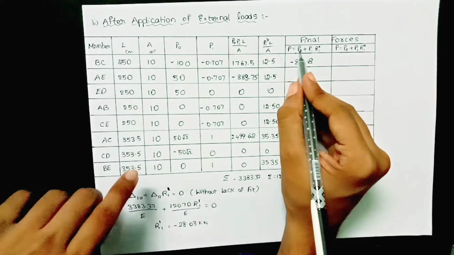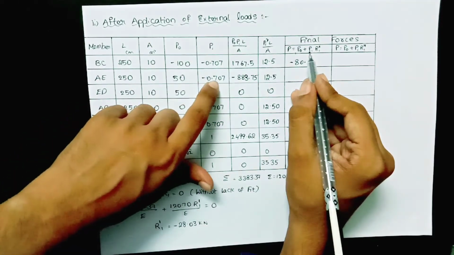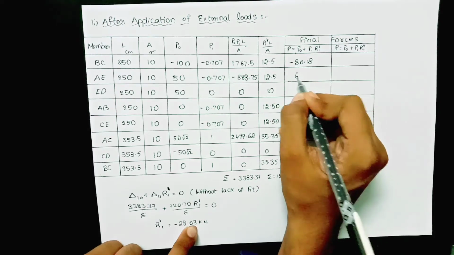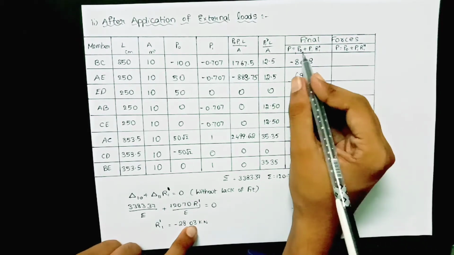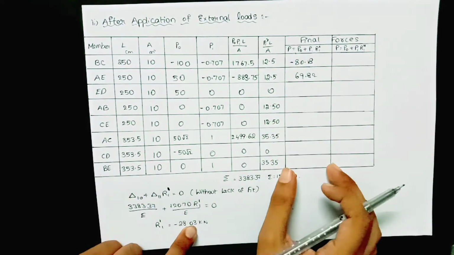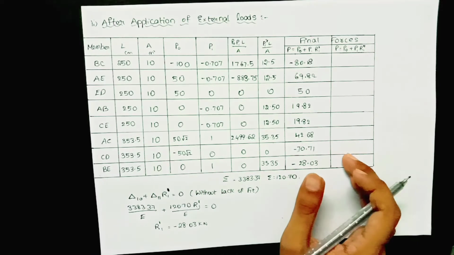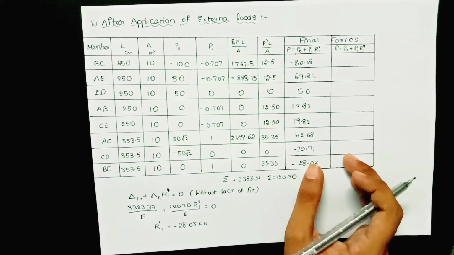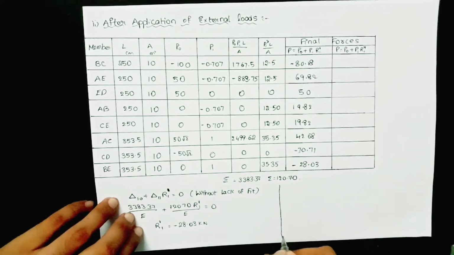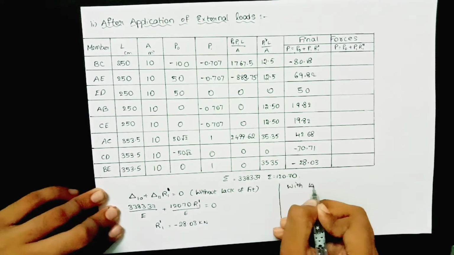So similarly place the p0 value of AE, that means 50 kilonewton, plus p1 value is minus 0.707 into r1 dash is minus 28.03. So I have obtained the value as 69.82. So we have to place p0, p1 and r1 dash values in this formula and calculate the final force. Similarly calculate all the forces. So I have calculated all the forces in each member. So these forces are due to the external loads, not due to the lack of fit. Now I will consider the lack of fit and I will calculate the forces. Now I am considering with lack of fit.